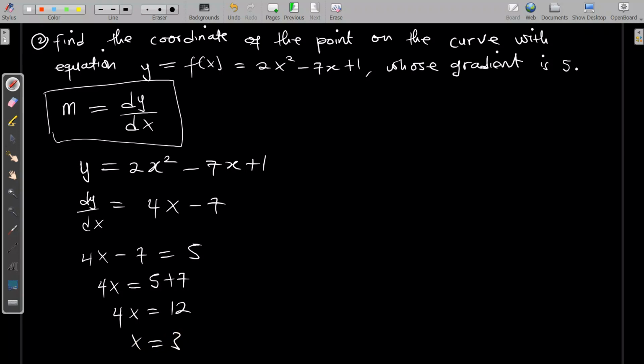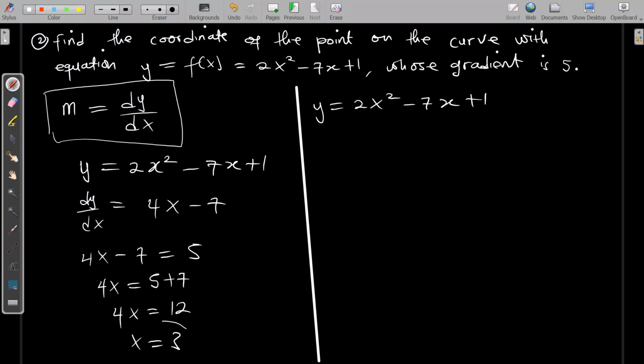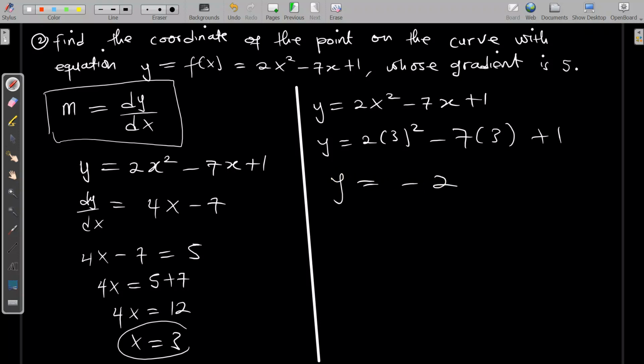So if x is equal to 3 at the point of the gradient, then what will be y? Already y has been given as 2x squared minus 7x plus 1. So wherever I see x, I put 3 there. So y will be equal to 2 times 3 squared minus 7 times 3 plus 1. When you simplify this, you have y equal to negative 2. So the coordinates of the point on the curve are x is 3 and y is negative 2. Alright, so this is very straightforward, right?